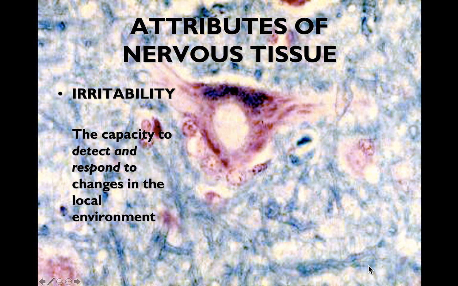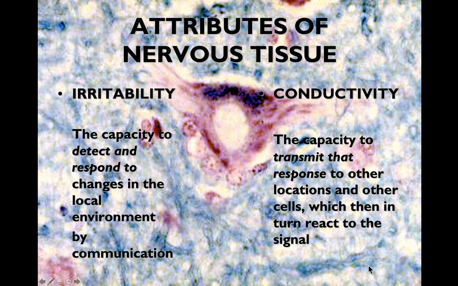Attributes of the nervous system. The first one, irritability, which means the capacity to detect and respond to changes in the local environment. And by local environment, I mean the external and the internal environment, and usually this is done by communication. The other function is conductivity, the capacity to transmit these responses from the organs toward the nervous system or vice versa, from the nervous system toward the organs.